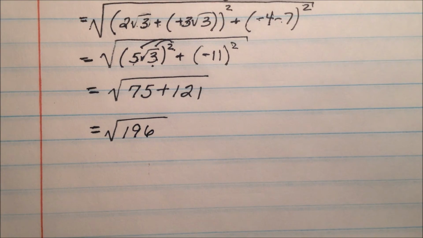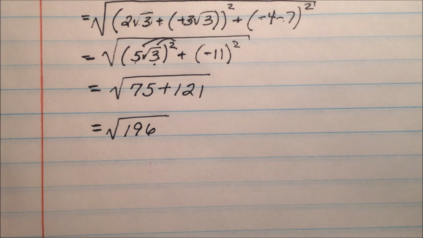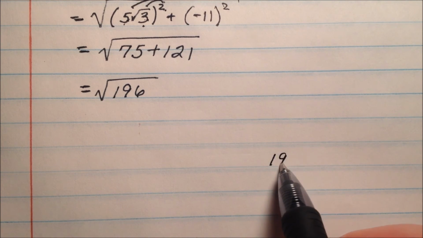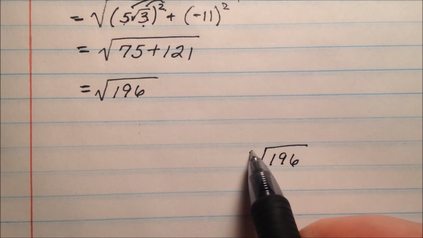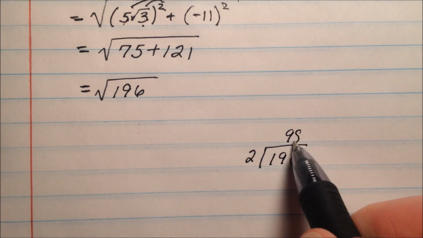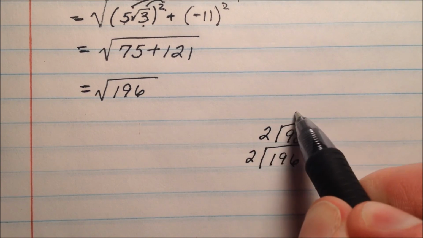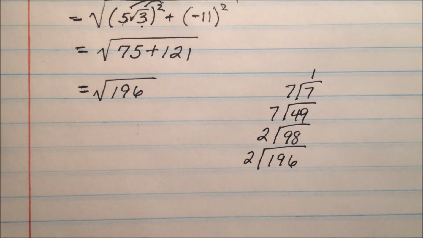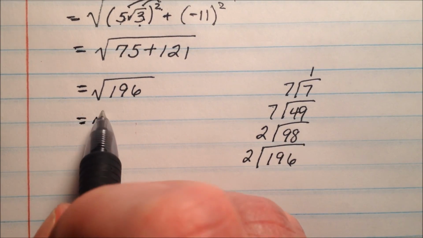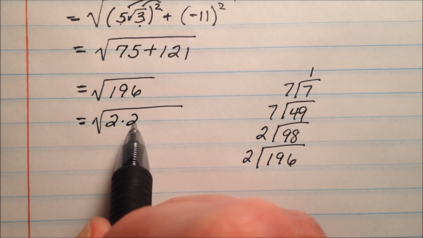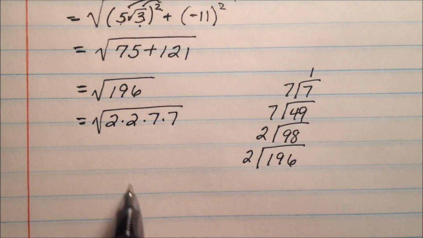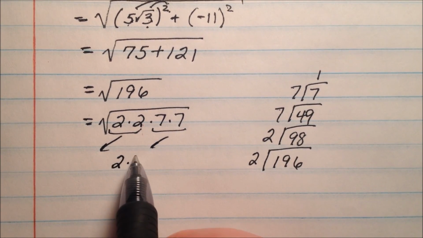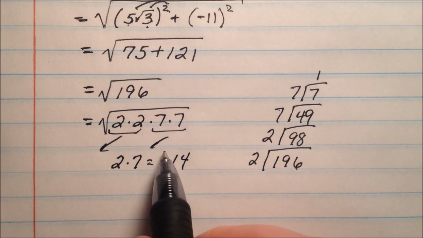Now if you know some perfect squares, you know already that 196 is a perfect square. But if you don't know it, let's go ahead and work this thing a little bit. We can divide it by 2, and we'll get 98. Divide it by 2 again, and get 49. 7 will give us 7, and another 7 will give us 1. So this radical will be 2 times 2 times 7 times 7. So the 2's and the 7's will both pair up and come out. So 2 times 7 equals 14.